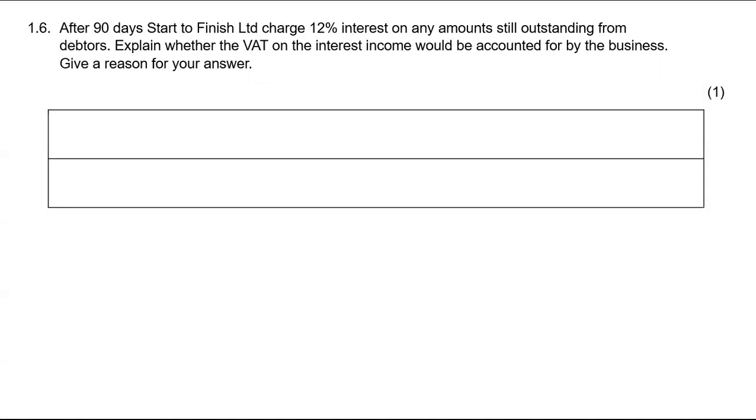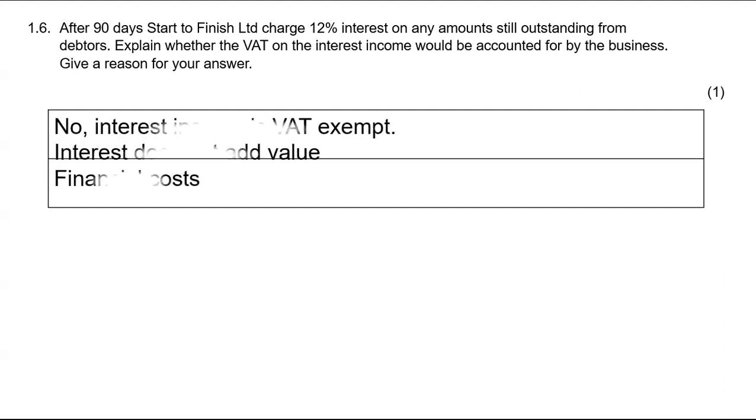Now they say after 90 days, Start to Finish charge 12% interest on any amount still outstanding from the debtors. Explain whether the VAT on the interest income will be accounted for by the business and give a reason for that. And the answer to that, guys, is that no, because interest income is VAT exempt. Okay, interest does not add value, so it's a financial cost and it's VAT exempt.